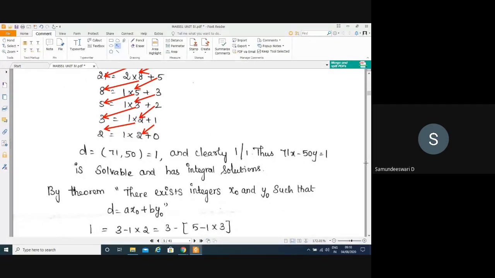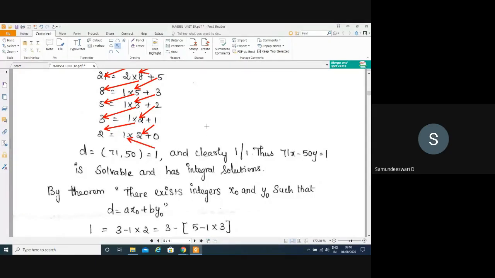What we get is that the remainder is 0. Either if your remainder is 0 or 1, you have to stop. Now what is your GCD? Your divisor is your GCD. If your remainder is 0, in that step, what is that divisor? It is 1, the divisor. So that is your GCD.